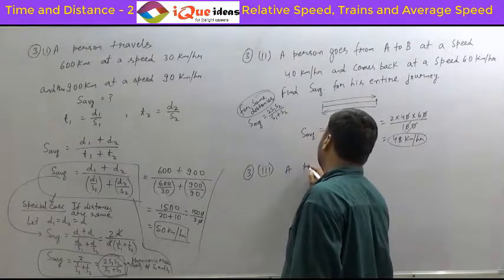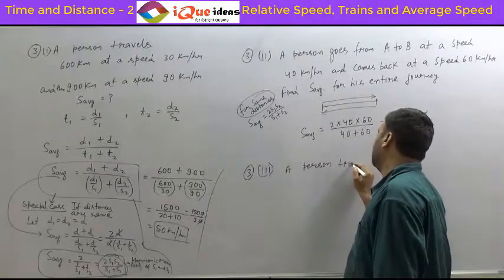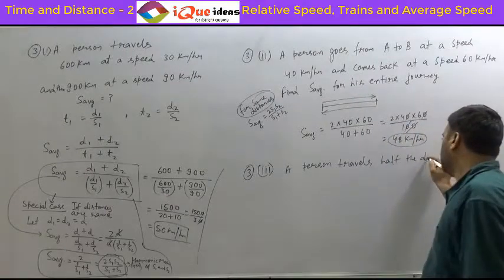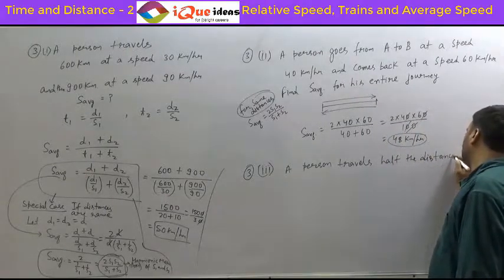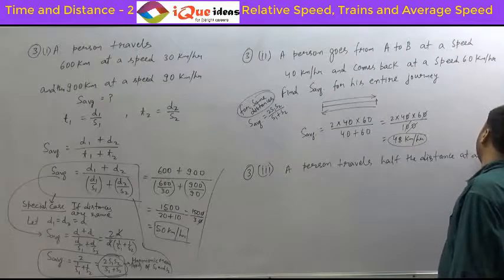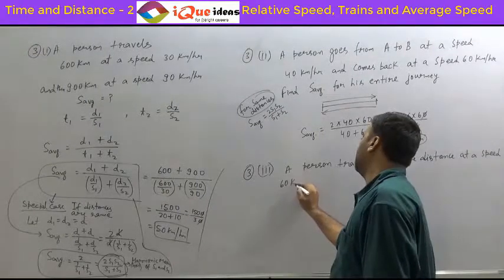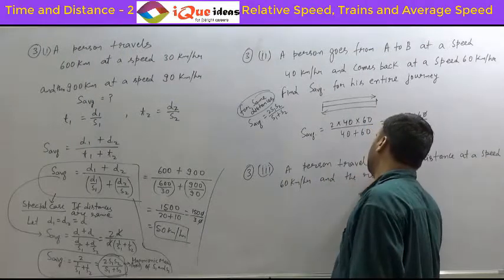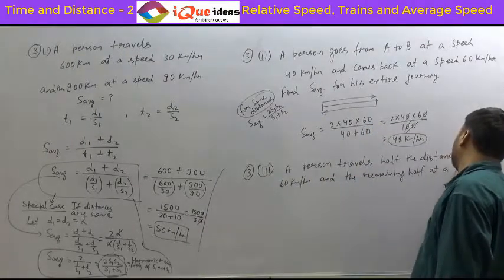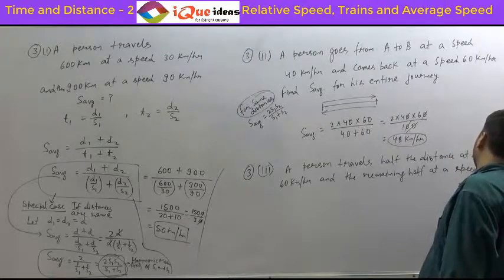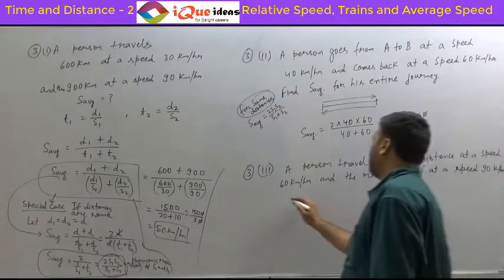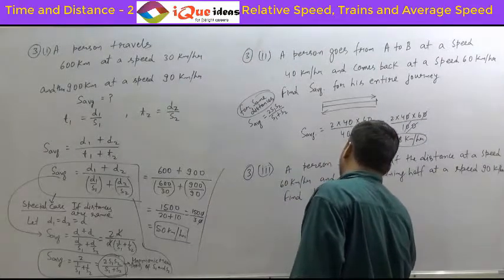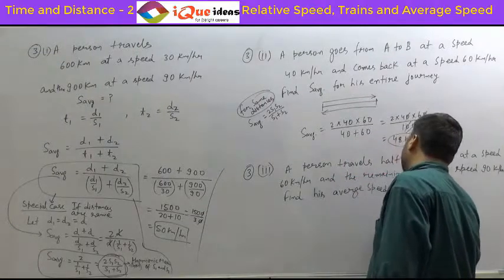A person travels half the distance at a speed of 60 kilometers per hour and the remaining half at a speed of 90 kilometers per hour. Find his average speed for the entire journey.